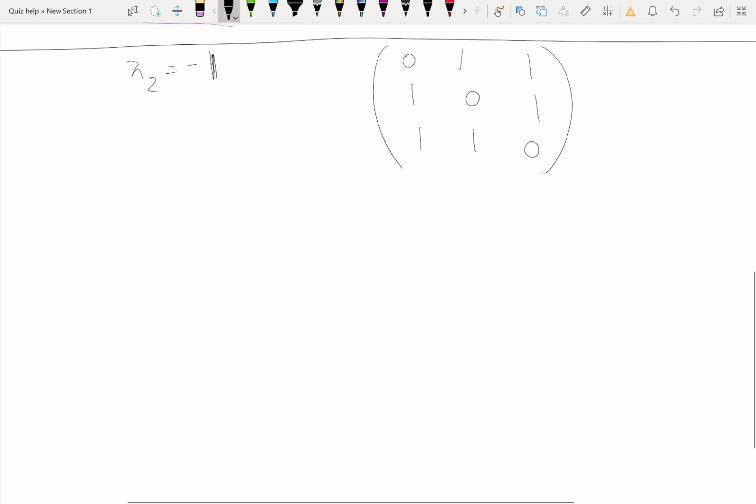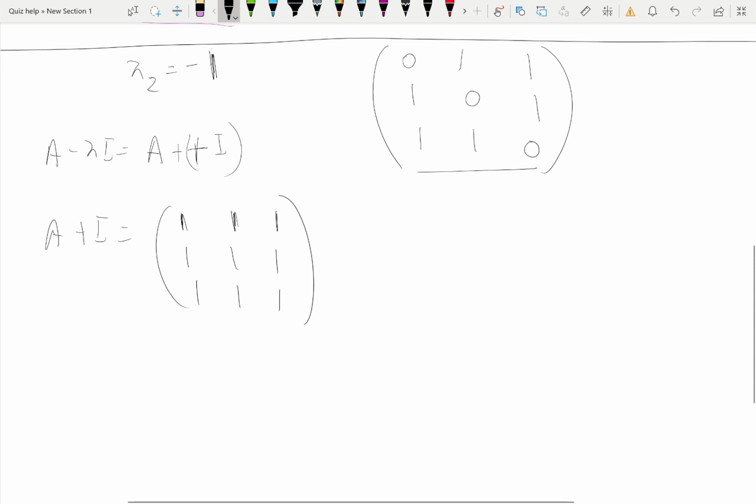Now we want to find the A minus lambda I matrix. So here A minus negative 1 times I, right? So that means A plus I, right? So we want to add identity to this matrix. So A plus I matrix is here: you add 1 to the diagonal, 1, 1, 1, 1, 1, 1, right? So that is what you get. Okay, so it seems to be very nice.